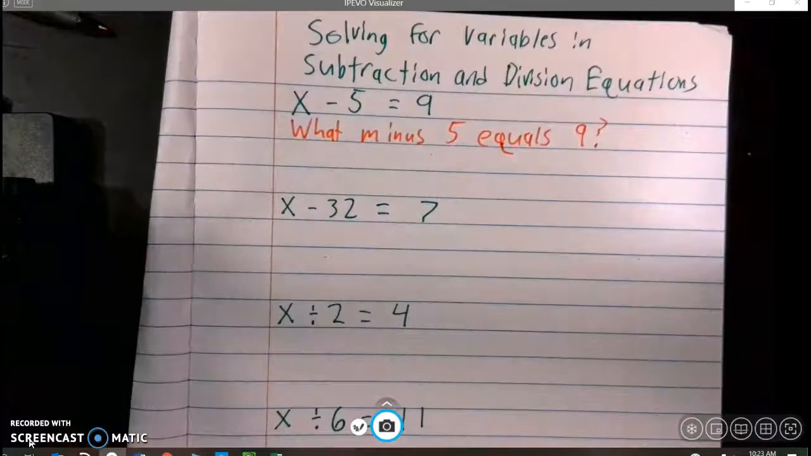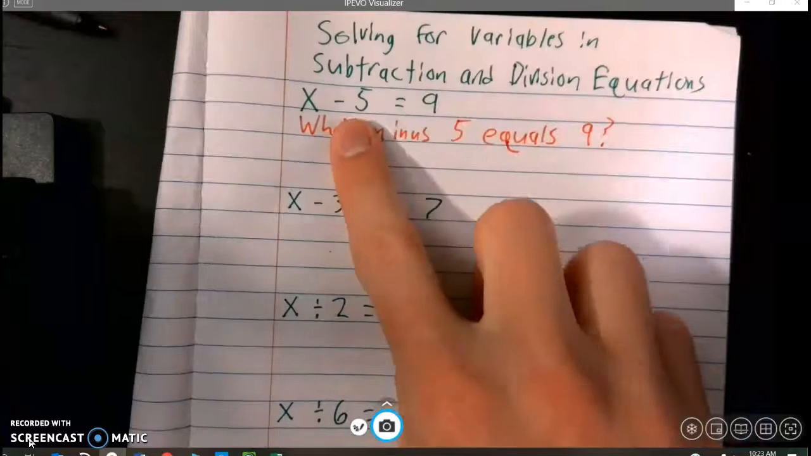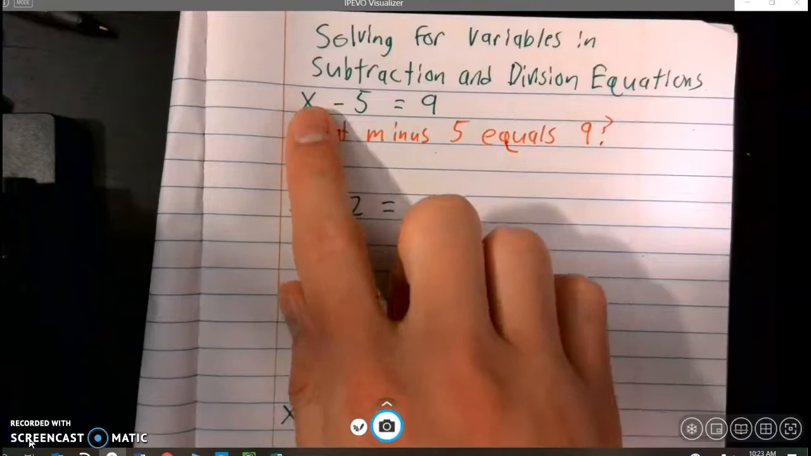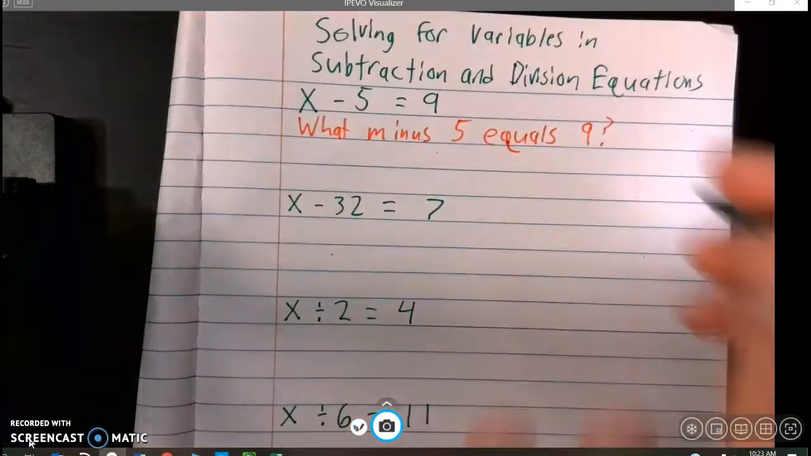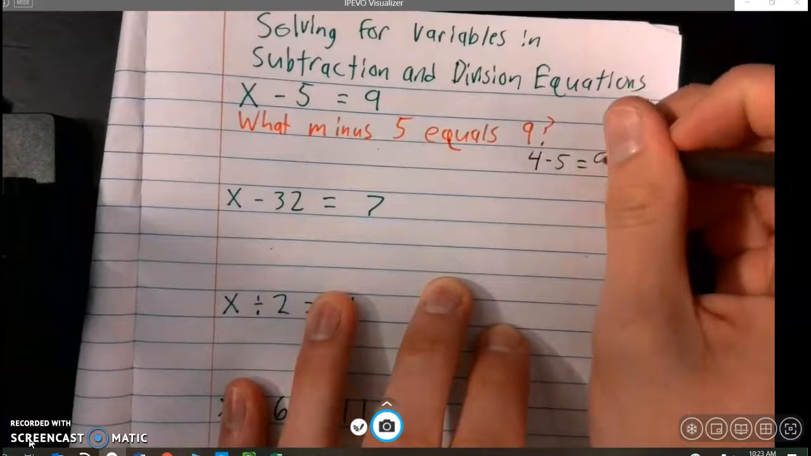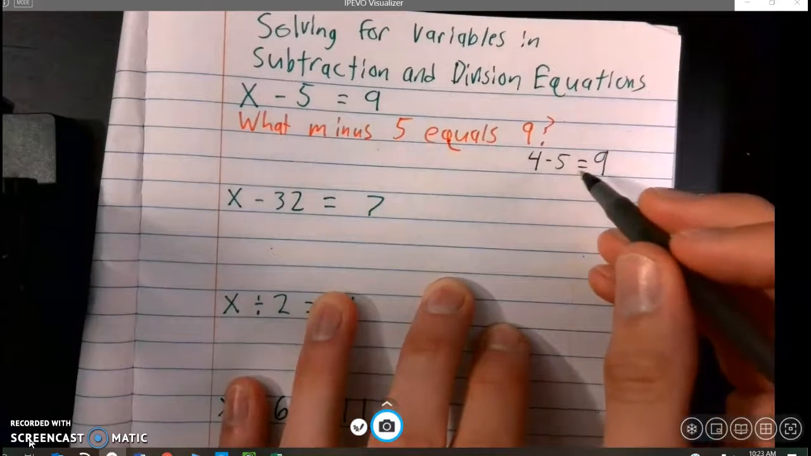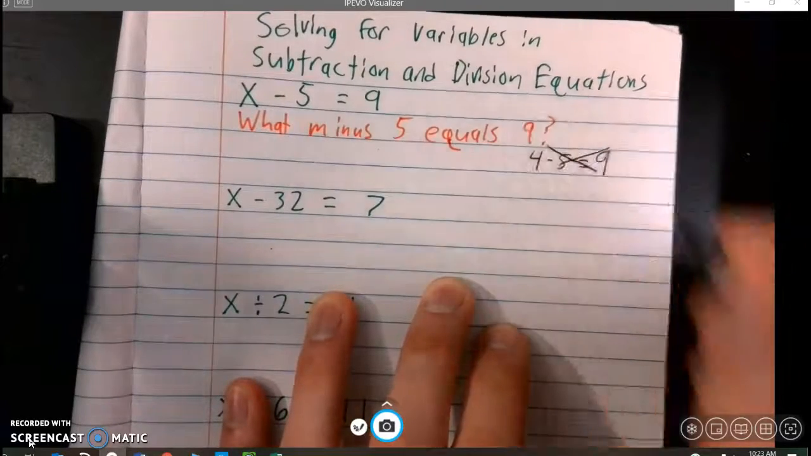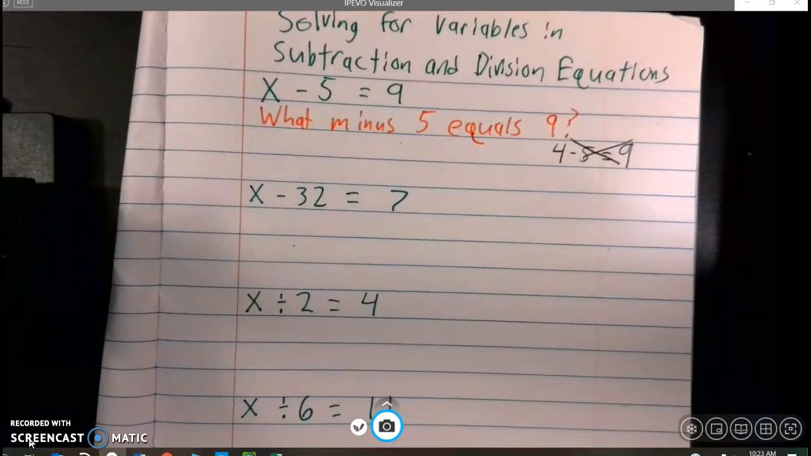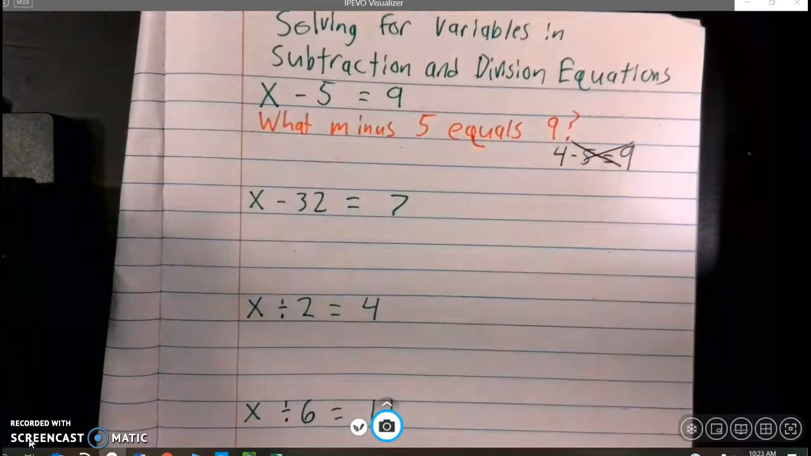Now, the most common misconception was that a lot of students said 4. They saw minus 5, they saw 9, and they said x equaled 4. But imagine if I substituted that answer in: is 4 minus 5 equal to 9? Absolutely not. 4 minus 5 is negative 1. So once again, when you find an answer, it's so important to substitute it back in to check your work.